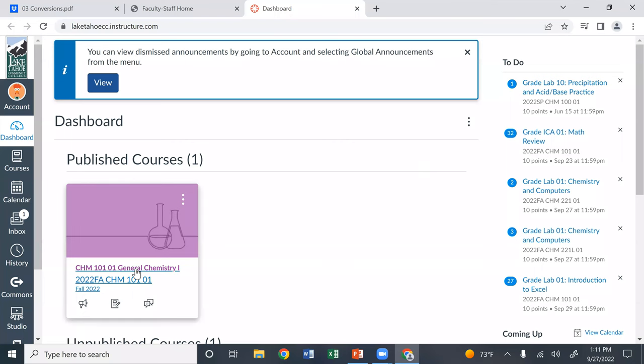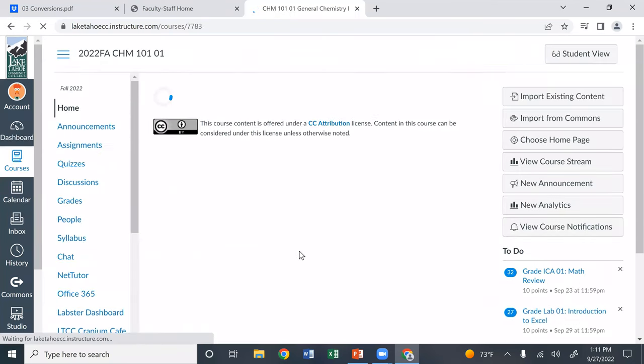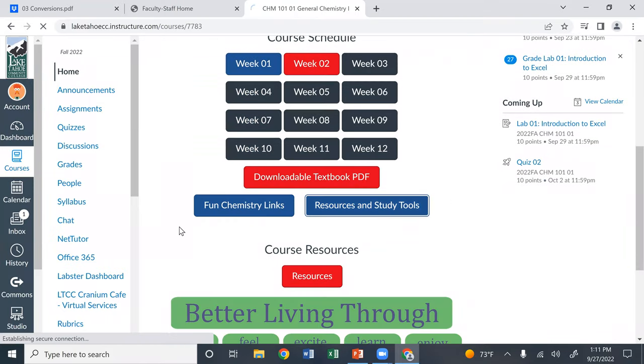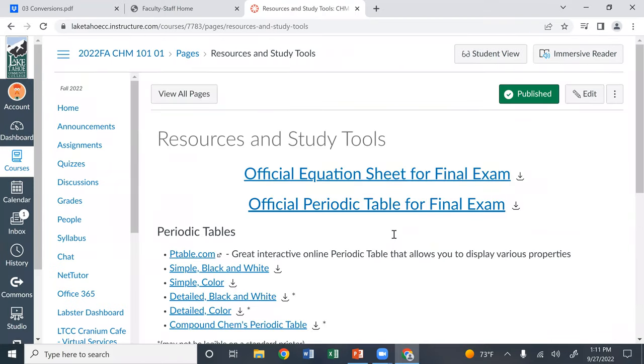And if you wanted to print your own version, or if you lose yours and want to find one, look under Resources and Study Tools in big letters, right? Official equation sheet for final exam, official periodic table for final exam. So use those if you need them.